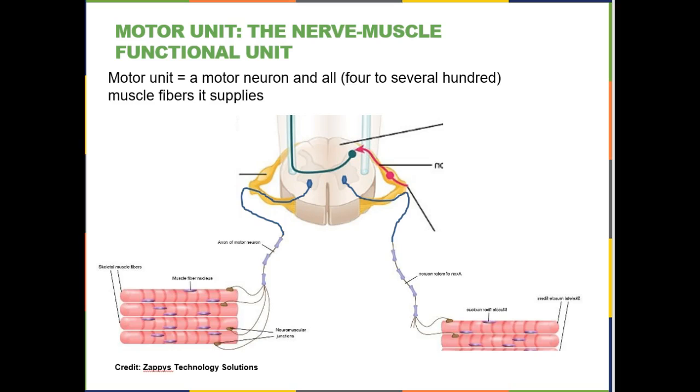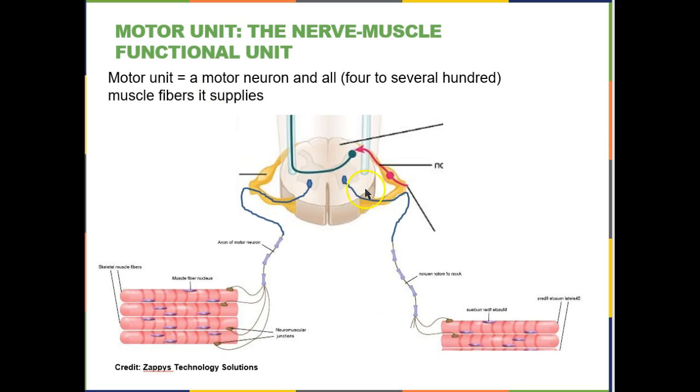So this is going to be control of muscles, and then we'll go into muscle metabolism. This one might be a little on the shorter side, we'll see. So the first thing you want to understand is what a motor unit is. This is the unit of control that your nervous system has over your muscles. So it is defined as one motor neuron and all of the muscle fibers it supplies.